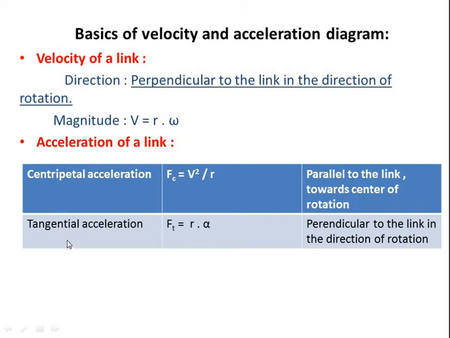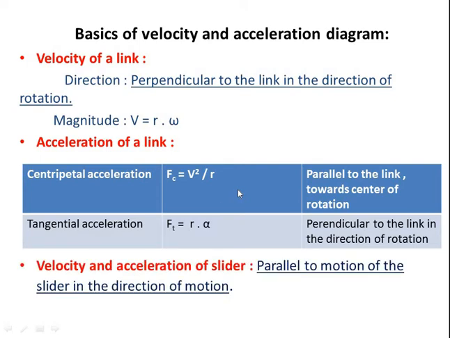And tangential acceleration will have magnitude ft is equal to r into alpha, where r is the length of the link and alpha is the angular acceleration of the link. The direction of tangential acceleration is perpendicular to the link in the direction of rotation. So this acceleration will be for the link which will have turning motion.